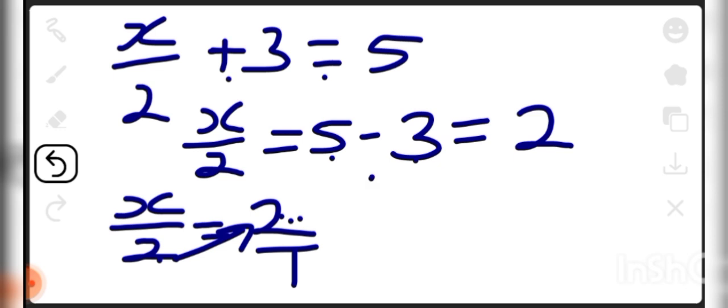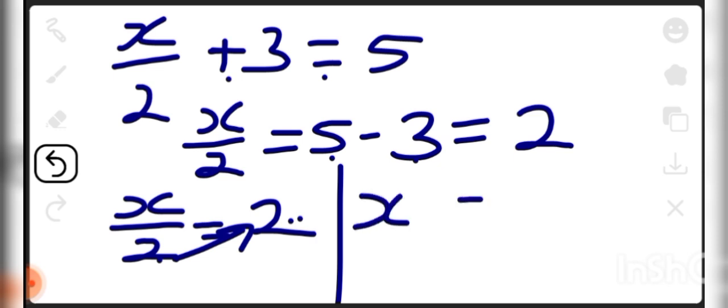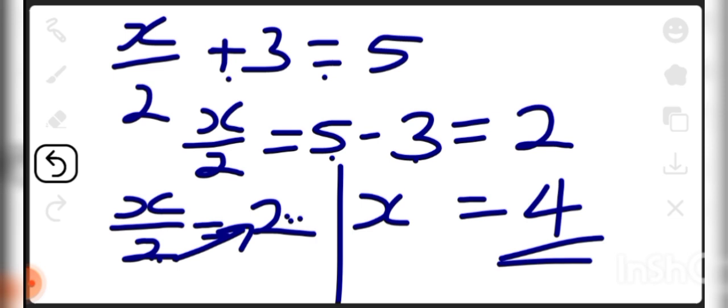So automatically now, okay, let me just remove this as well. x will now be equal to 2 times 2. That is equal to 4. Answer. That is how it's done. Please take note of that.